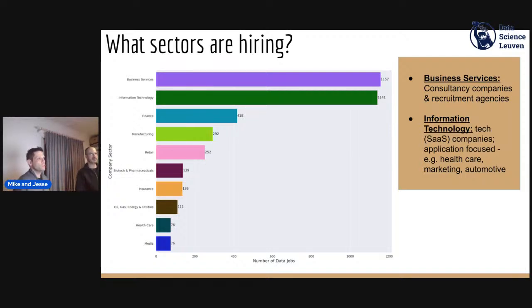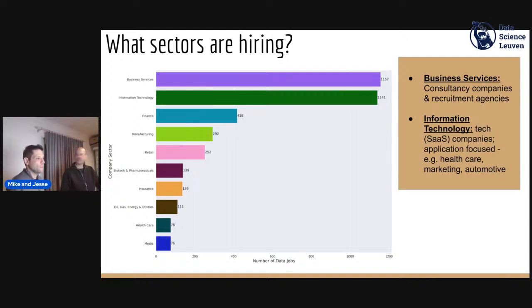Right, so here we can see that at the top, the largest bars are business services and information technology. Unsurprising that IT is present, of course. Then you have finance, manufacturing, retail, etc. Business services, what does that mean? Well, that's basically the consulting companies.